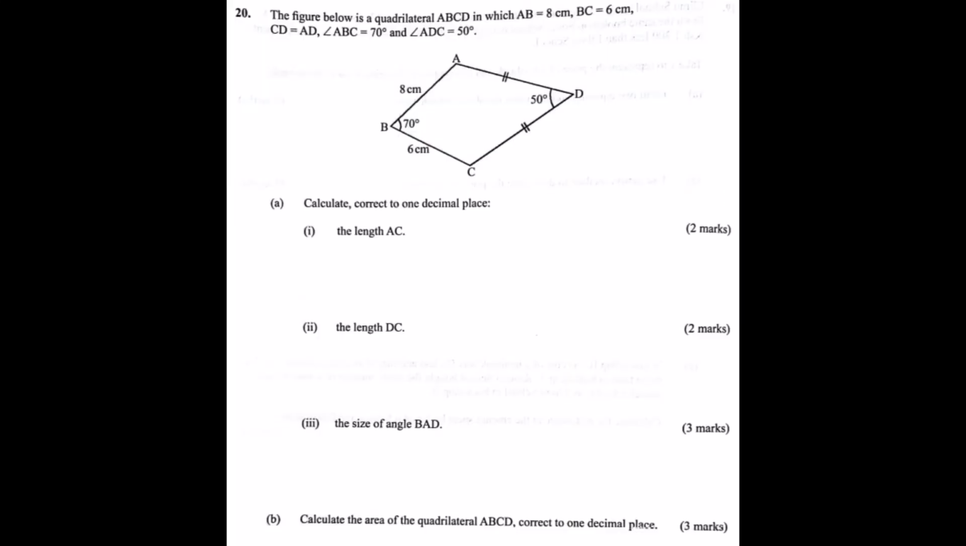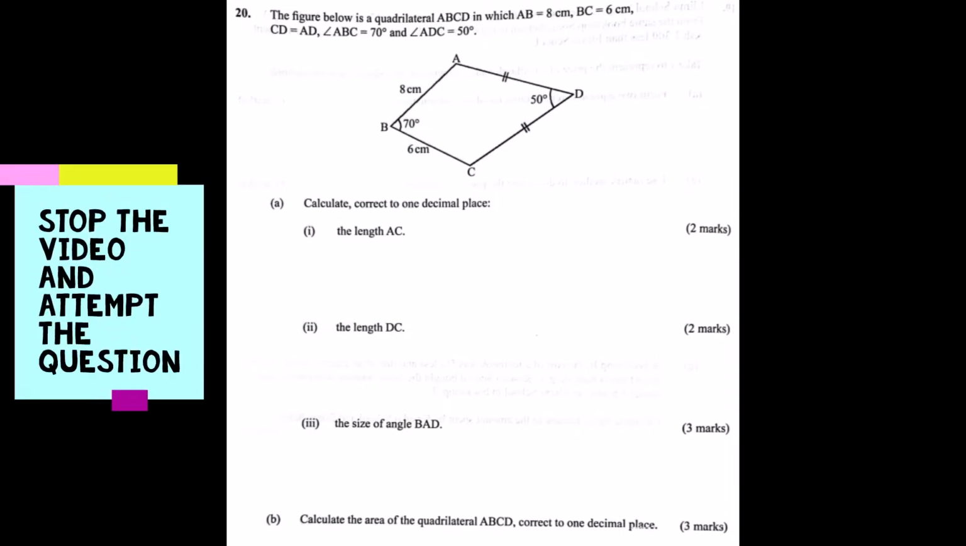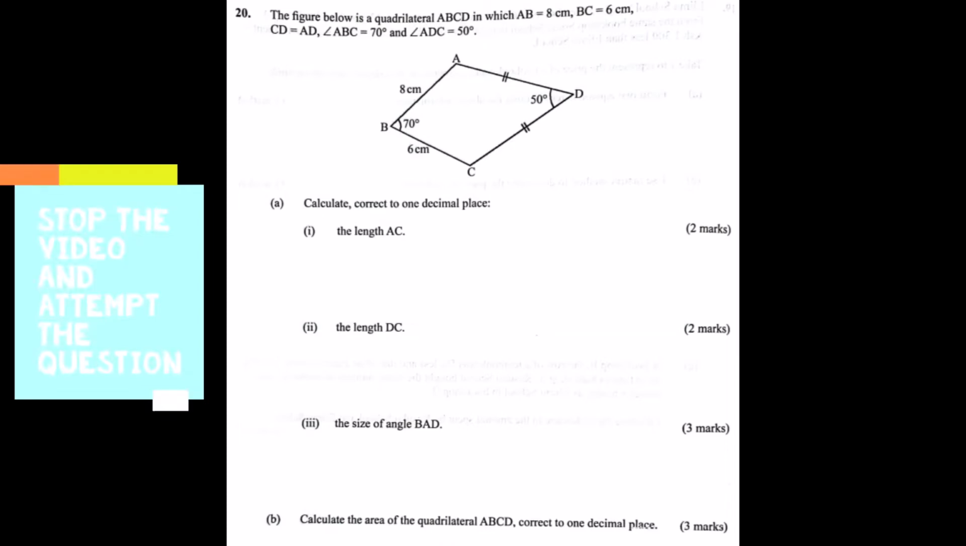Question 20, you're given figure A, B, C, D. All the dimensions are given. Then part A, you're supposed to find the length of AC. That is Roman 1. Roman 2, you're supposed to find the length of DC on the figure. Then Roman 3, you're supposed to find the angle BAD. Then, of course, calculate the area of the entire quadrilateral to 1 decimal place.